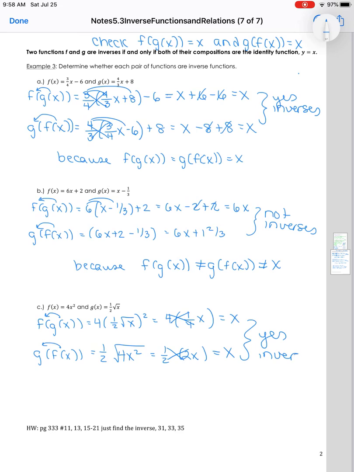All right, last one here, f of g of x. So subbing this guy in, when I square, I get 4 times 1/4 times x, and I get x, so that's good.